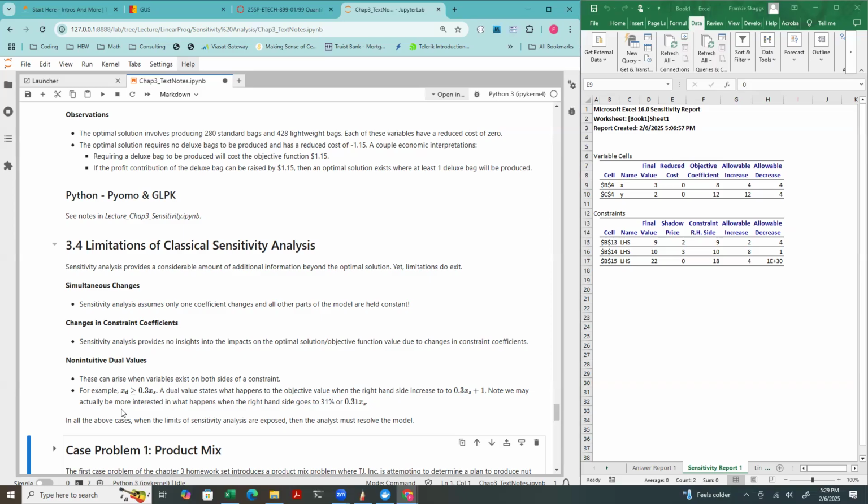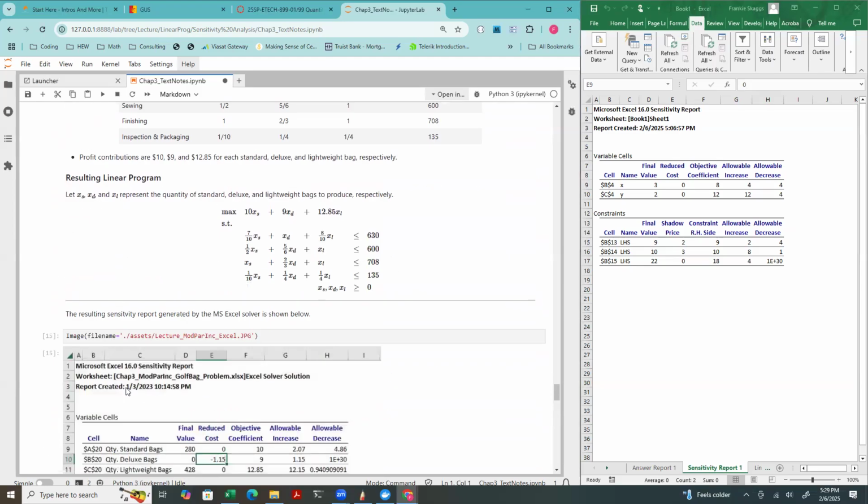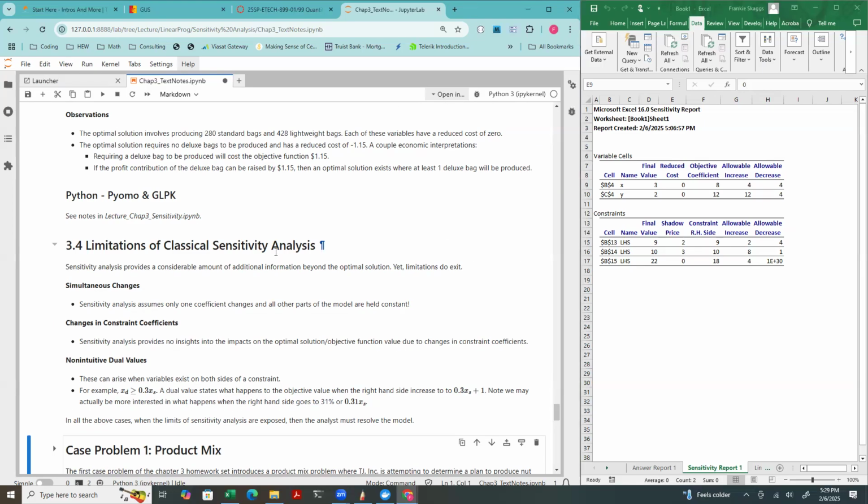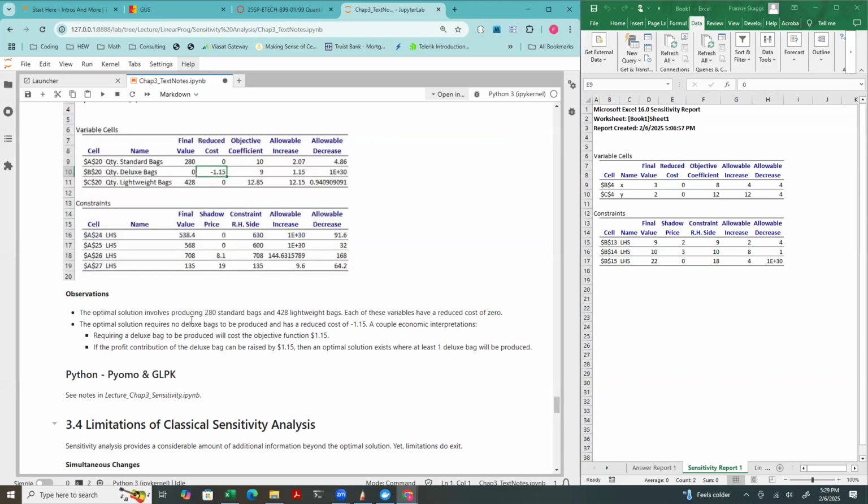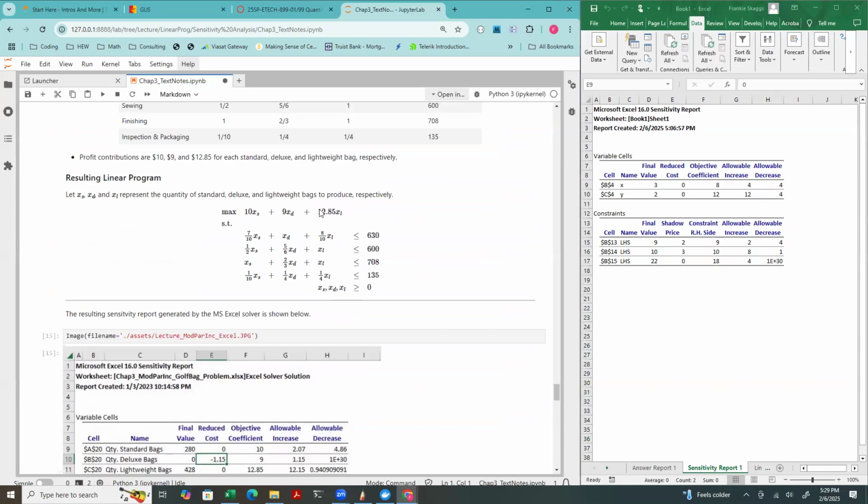You can't be running a what if scenario and say, okay, I'll change that 10 to 9 and this 12.85 to 15, and then what happens? No. You can only make one of those changes at a time, independent of the other. The other thing is, when I look down at the constraints, notice we've talked about the objective function. We looked at the constraints. We only talked about the right-hand side.